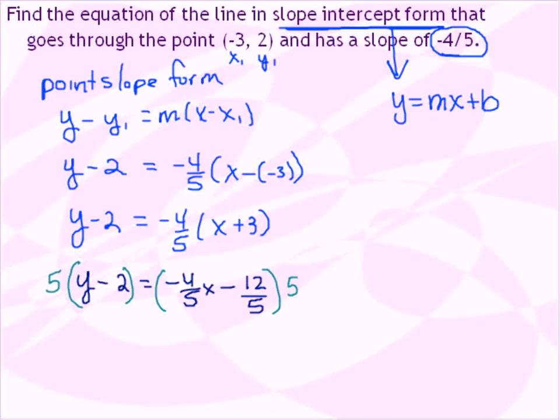So I've noticed, guys, I put parentheses around everything. That reminds me that I'm multiplying 5 times everything. So be careful of that. The 5 has to multiply the y, giving me 5y. The 5 has to multiply the -2, giving me -10. 5 times -4/5 is -4x, and 5 times -12/5 is -12.